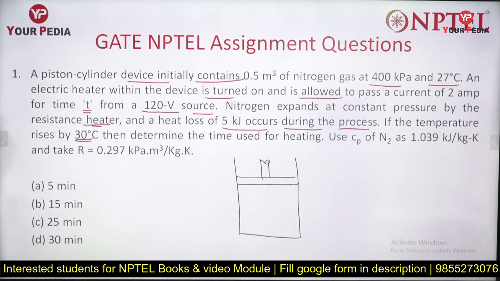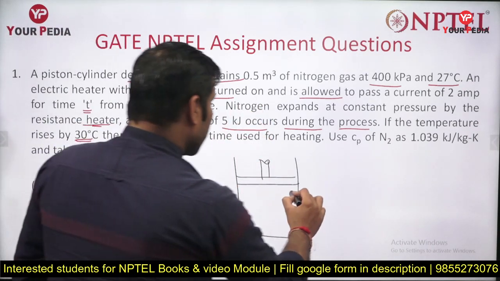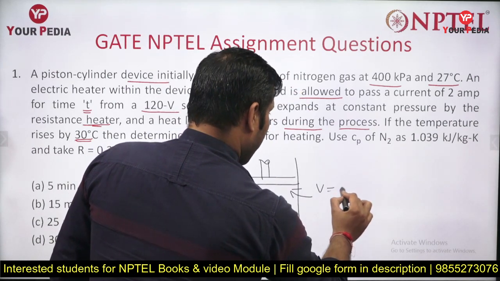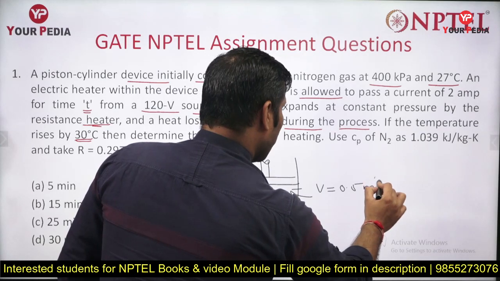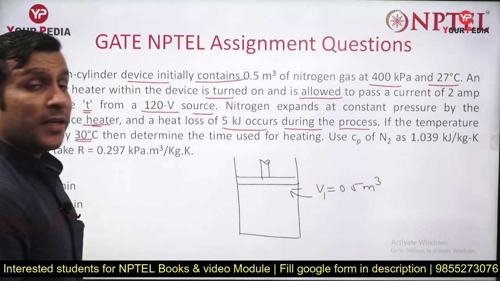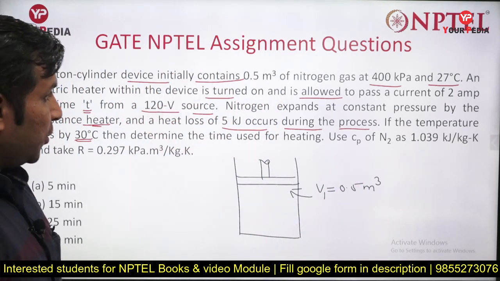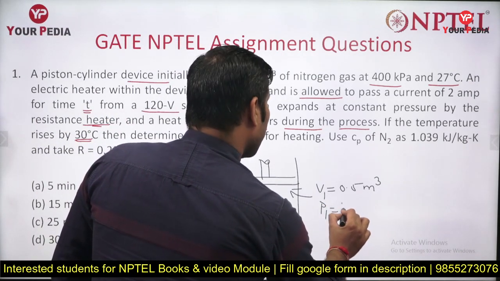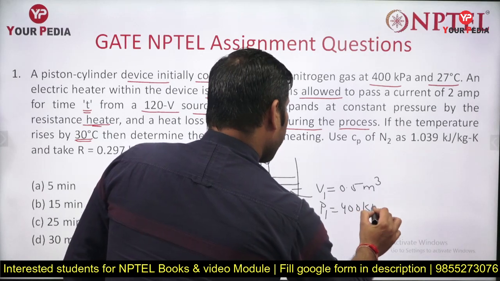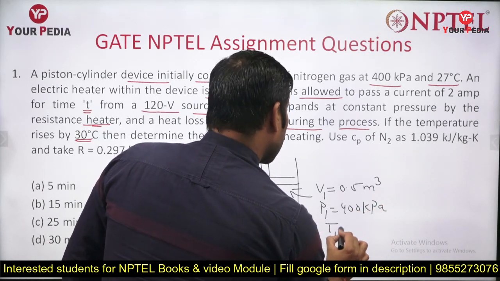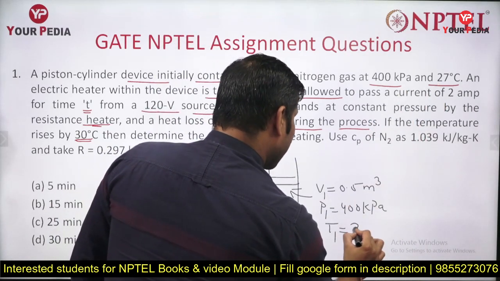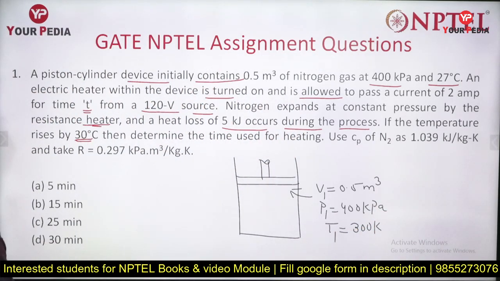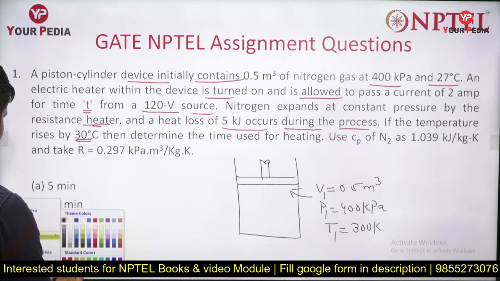Piston cylinder arrangement, something like this, in which the gas it contains has how much volume, guys? The volume is 0.5 meter cube. It is better to write it as V1 because this is the volume before the expansion. The pressure is 400 kilopascal. Temperature T1 is 27 degrees Celsius, so you can write it as 300 Kelvin. Fine. So there is a resistive heater attached, something like this.